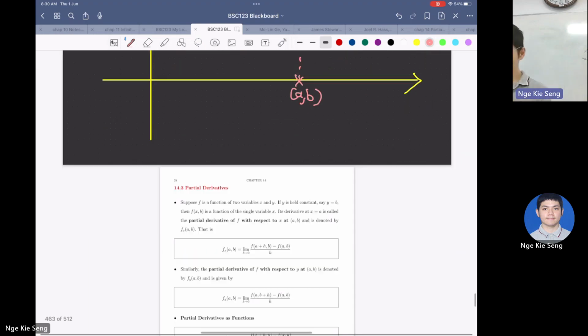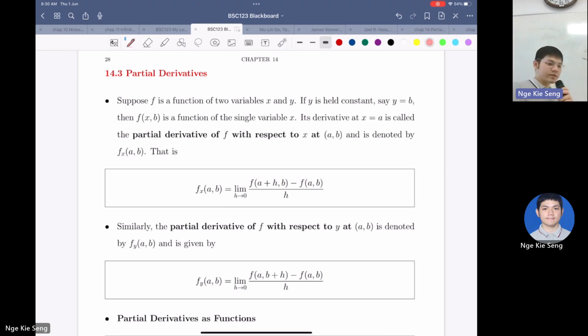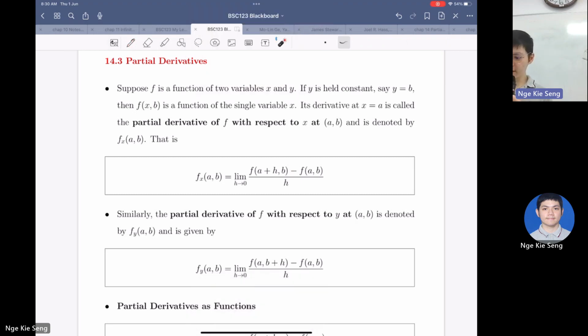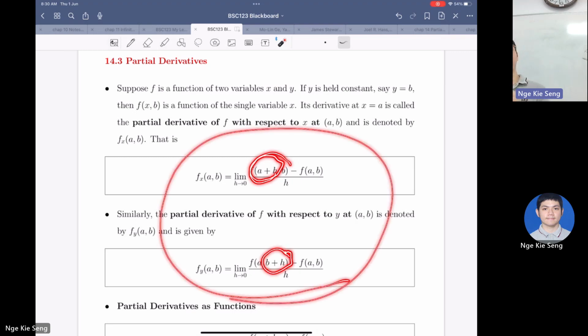So for partial derivative, in a one-variable function you only have one variable, but in a two-variable function you have two variables, so you have two directions. You can make changes in the x direction, and you can also make changes in the y direction. That's why we have two partial derivatives here. So for one, you study the increment in x. For the other, you study the increment in y.